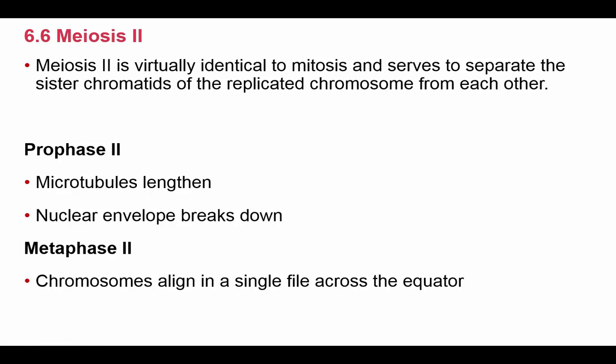Now one key thing to note here is that meiosis 2 is virtually identical to mitosis, because where meiosis 1 focused on all the events around the homologous pair, meiosis 2 focuses the events around sister chromatids, which is what mitosis did. So in prophase 2, we see the nuclear envelope breaks down, the chromosomes become visible, microtubules lengthen and attach to those chromosomes.